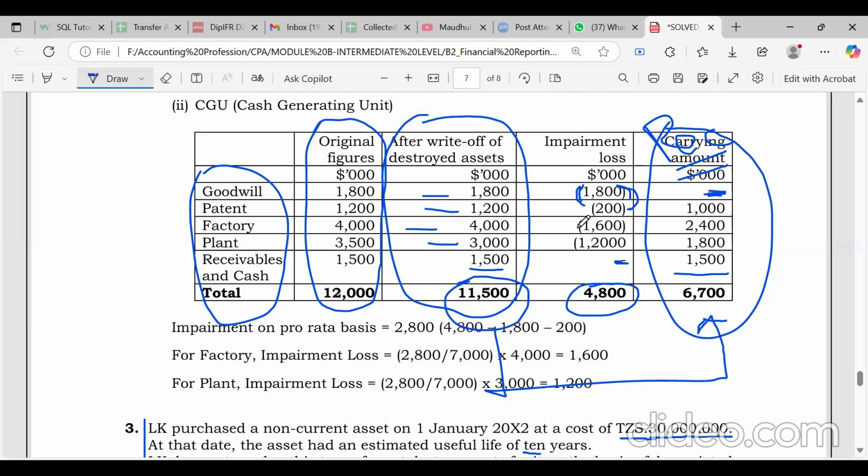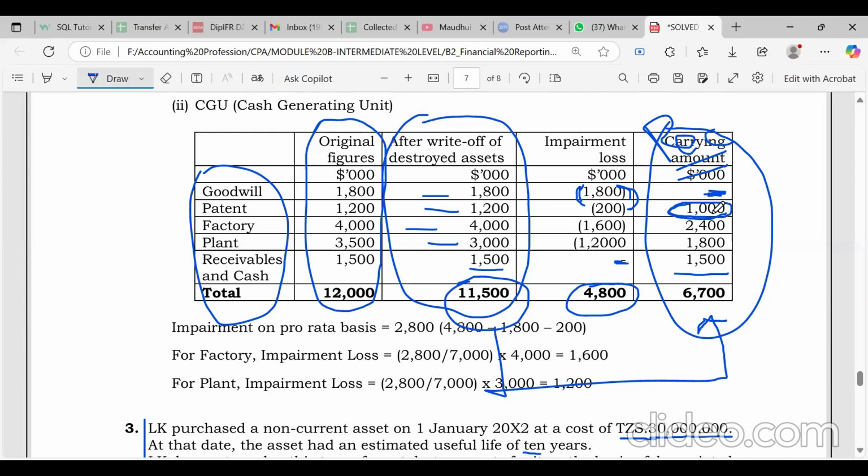So after doing this, get the difference: 4,800 minus this 1,800, how much are you going to get? 3,000. Also, we had this patent, and the figure was given as 3,000. We are told that the patent we can recover 1,000, right? So for the patent, there is an impairment of 200.